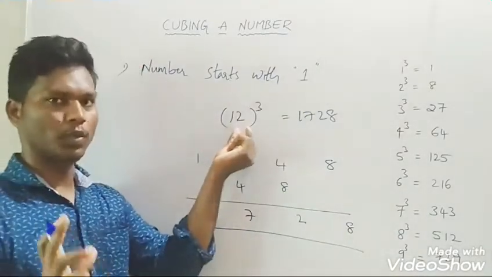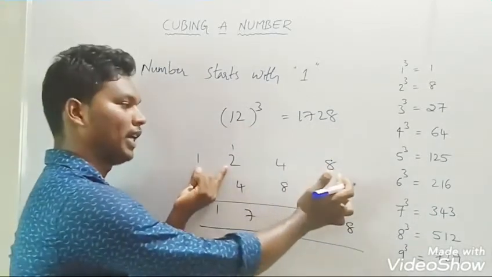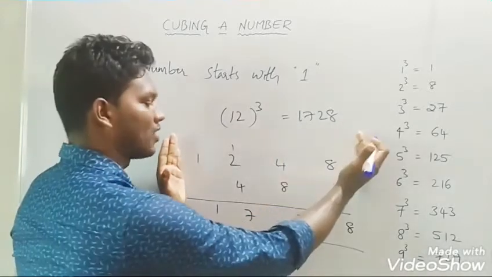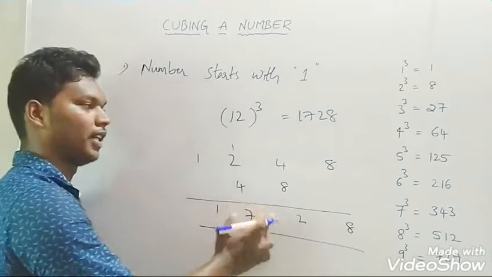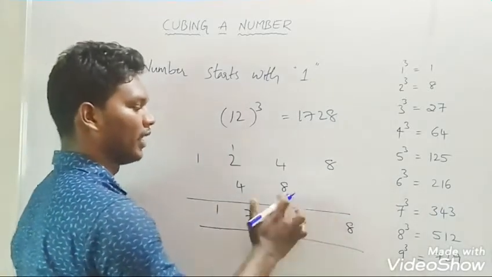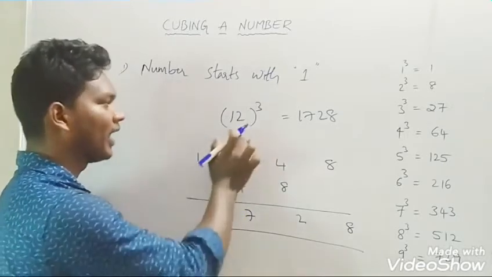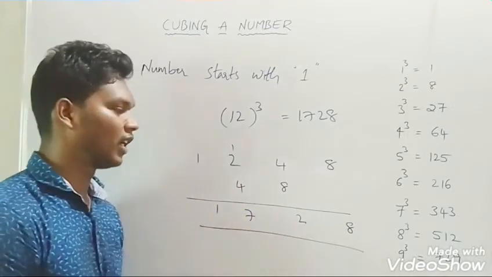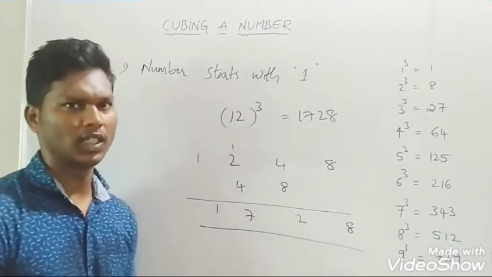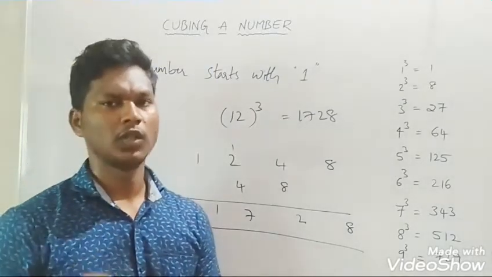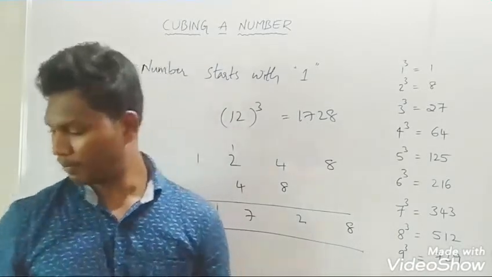Understood, friends? I am repeating one more time. You must cube 12. Write 12 as it is. 2 square 4, 2 cube 8. Leave the first one and the last one. Double this number will be 4 and double this number will be 8. And go through the addition. 8 plus 4, 12. So 4 plus 2 plus 1 will be 7 and 1. Finally 12 cube is 1728. Hope you understood. By solving a lot of problems, then definitely you are going to crack the given number within a short period of time.